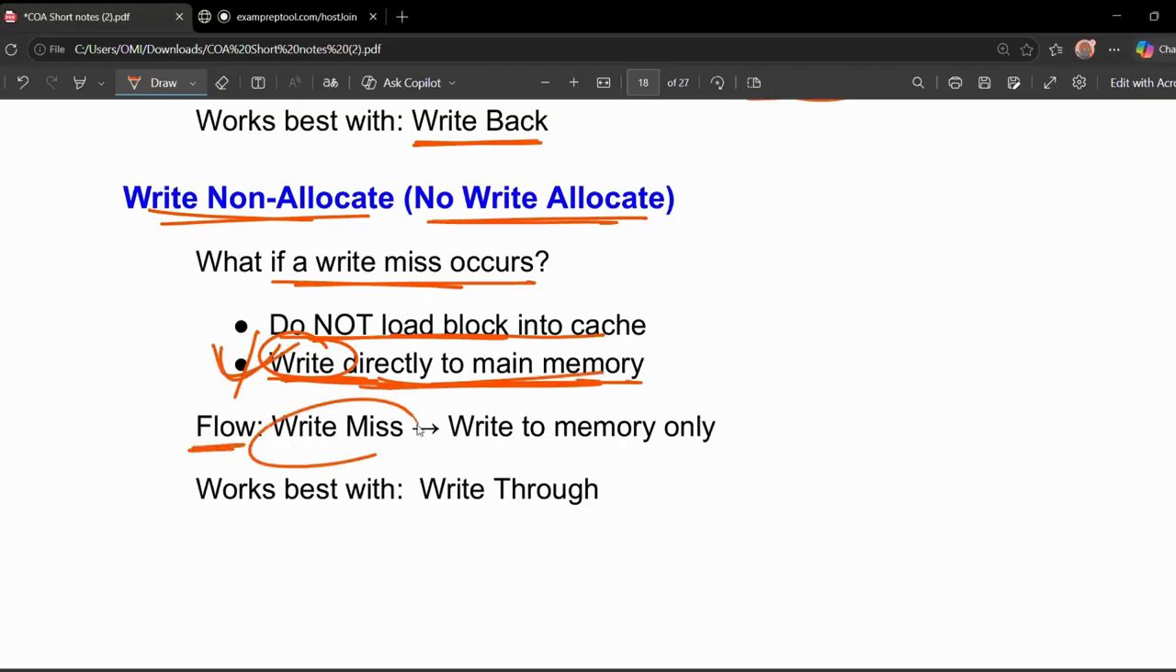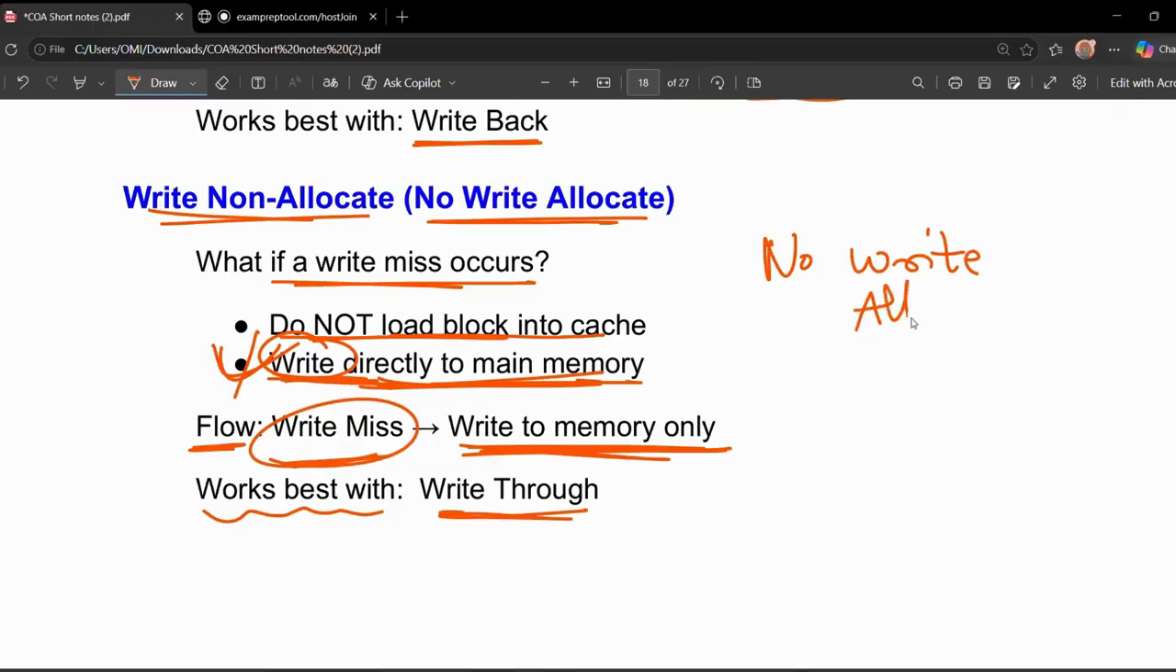So what is the flow? If a write miss happens, you directly write to the main memory. And it works best with write through. So no write allocate plus write through. These are the combinations.